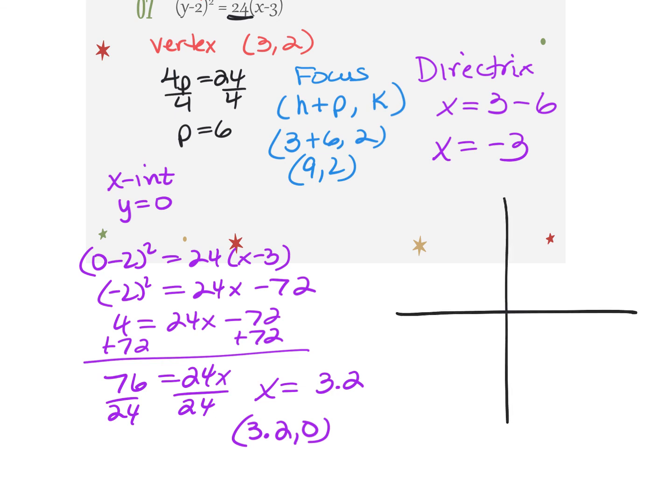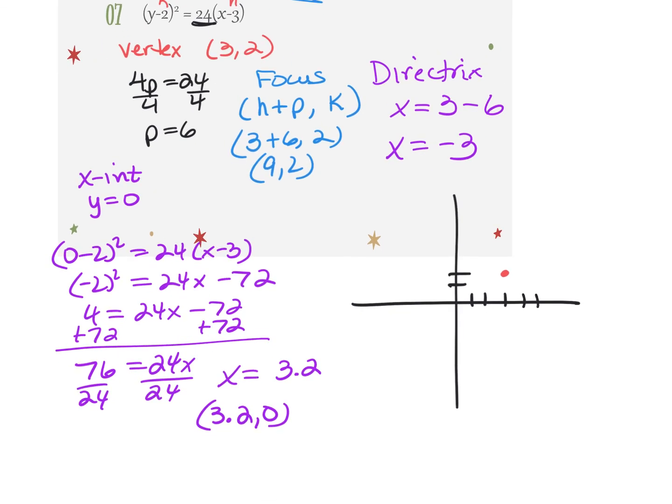So my vertex is 1, 2, 3, 3, 2. My focus is at 9, 2, 4, 5, 6, 7, 8, 9. So here's my focus. My directrix is at x equals negative 3. 1, 2, 3. Notice again, the distance between here and here, it's 6. That's your p-value. So this is the directrix, x equals negative 3.